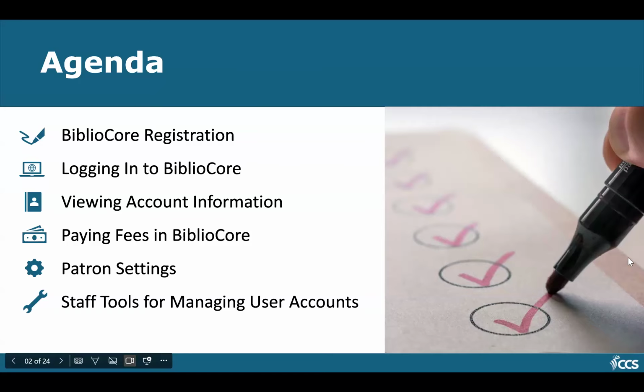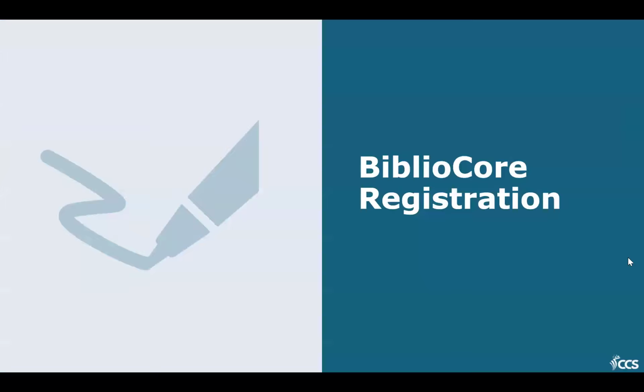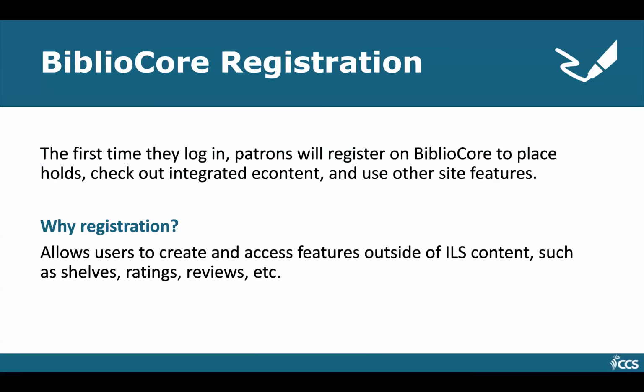with registering for a BiblioCore account. So the first time patrons log into BiblioCore, they will need to create a BiblioCore account. So why is this a feature? Why do they need to register for an account in addition to their Polaris record? This allows users to create and access features outside of Polaris content, such as creating virtual shelves in BiblioCore, creating title lists, and adding things like ratings or reviews.